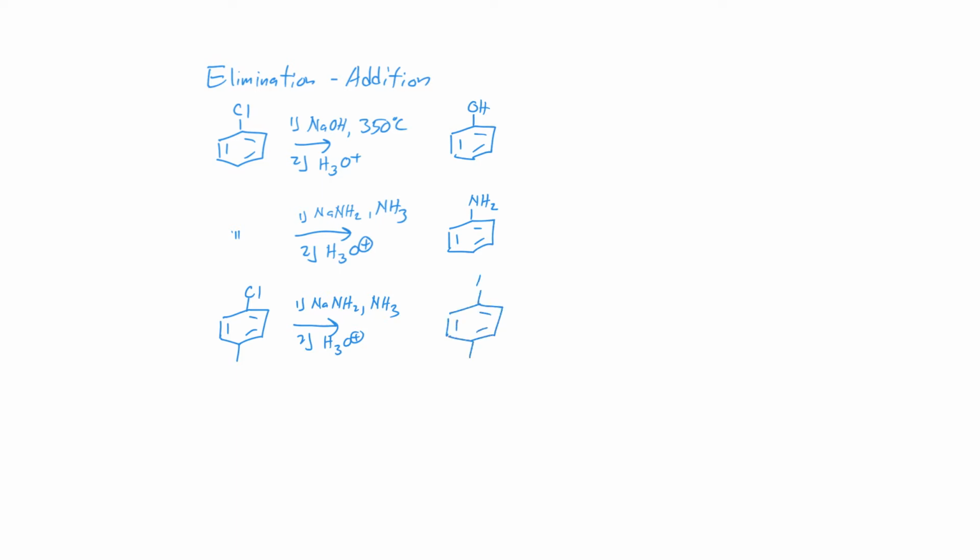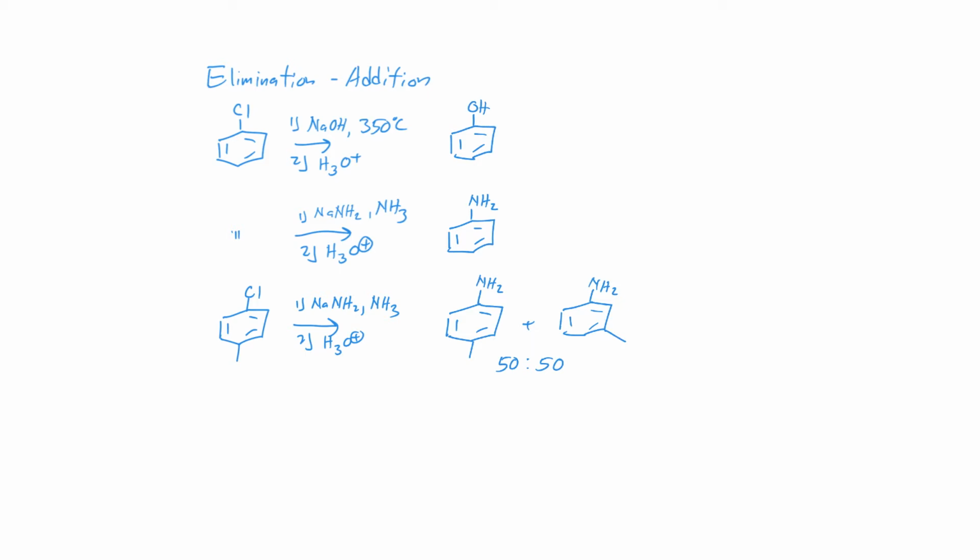We'd expect to get this product, but what we don't expect is that we also form this product. That's interesting, and that's actually in a 50-50 mixture. So what's up with that? How do we get these two regioisomers, because we have the methyl group there?